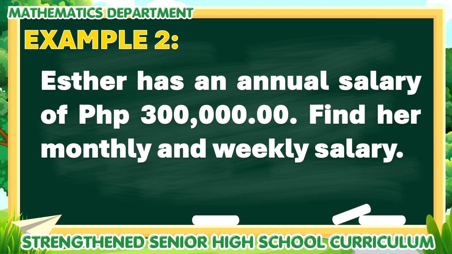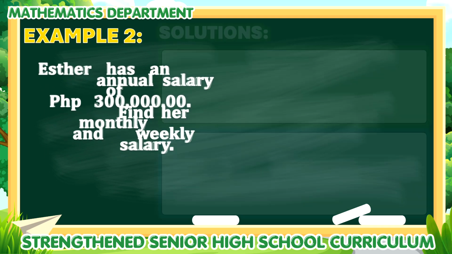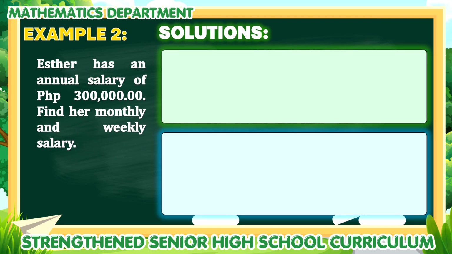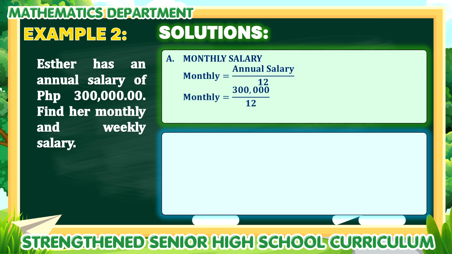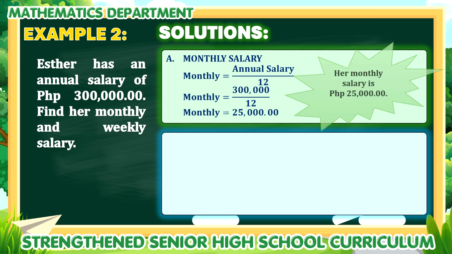For our second example, Esther has an annual salary of 300,000 pesos. Find her monthly and weekly salary. Following the same procedure with example number 1, to solve for the monthly salary, we'll be using the formula monthly is equal to annual salary divided by 12. Given that the annual salary is 300,000, we will divide it by 12, giving us a result of 25,000 pesos. Therefore, her monthly salary is 25,000 pesos.